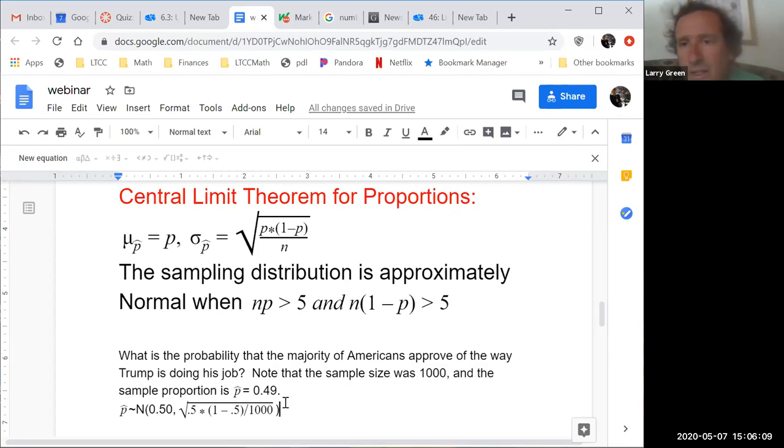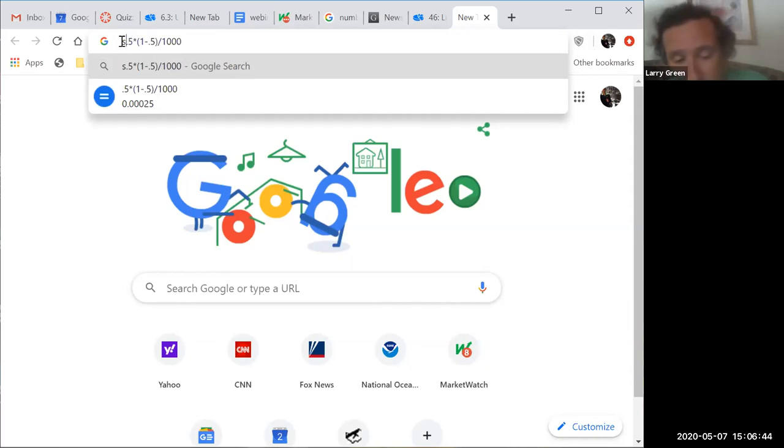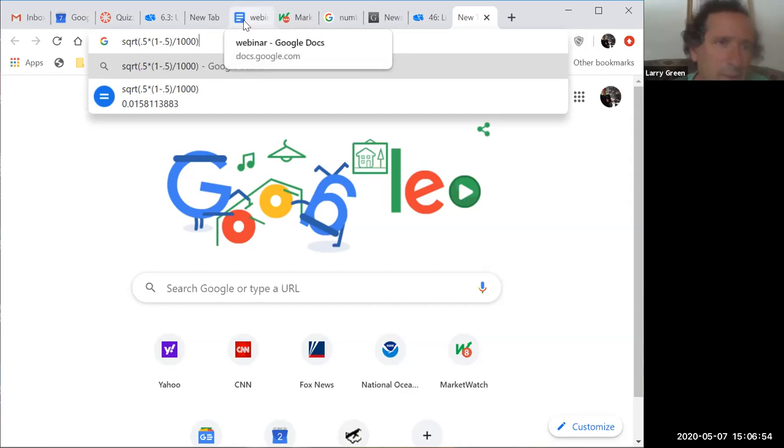Any questions at all on how I got my p hat distribution? Okay, now let's do the calculation. So we're going to take the square root of 0.5 times 1 minus 0.5 over 1,000. Let me write this out. Equals N(0.5, ...), and now I can't do this in my head. So we take the square root of this number, and you get 0.01581. How about 0.0158?